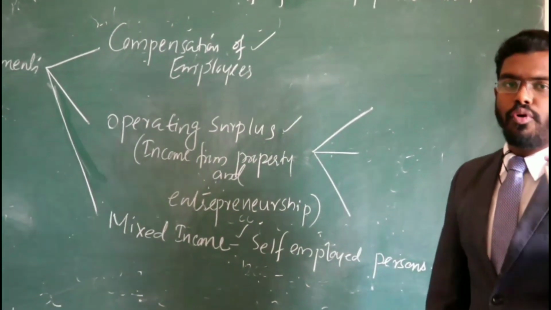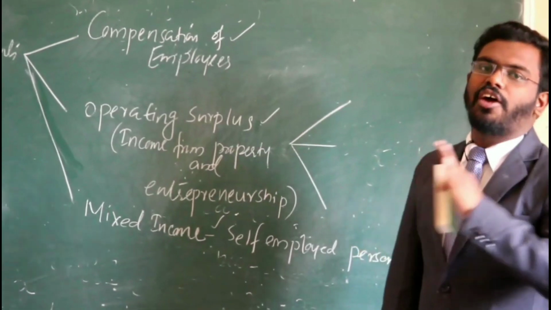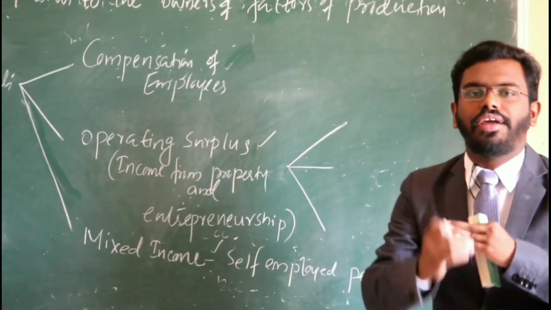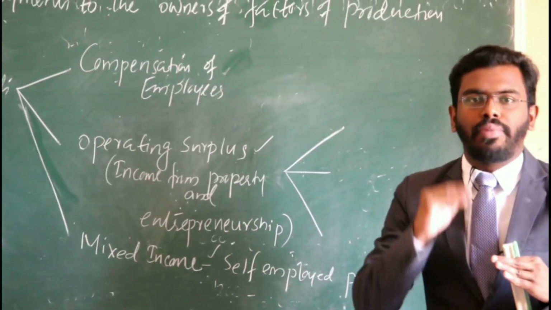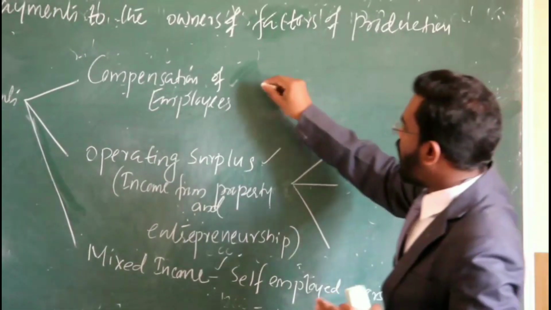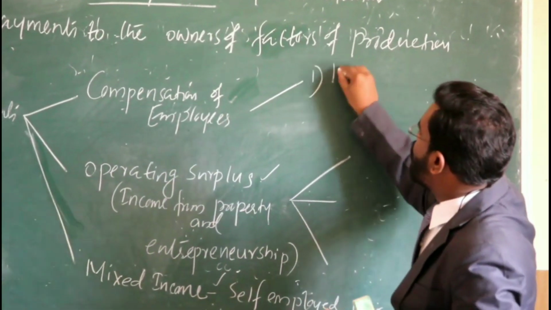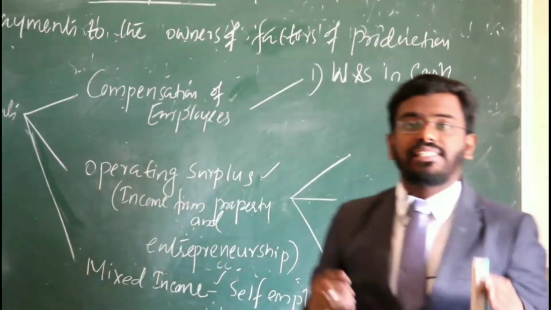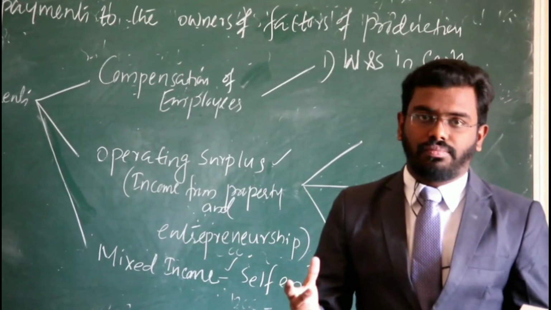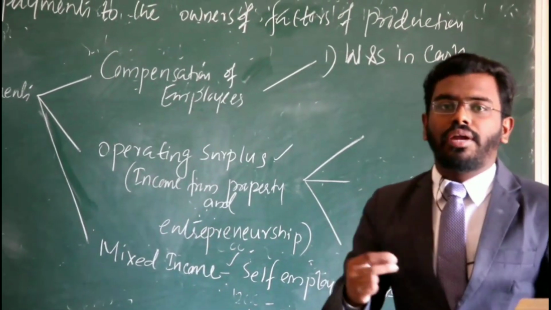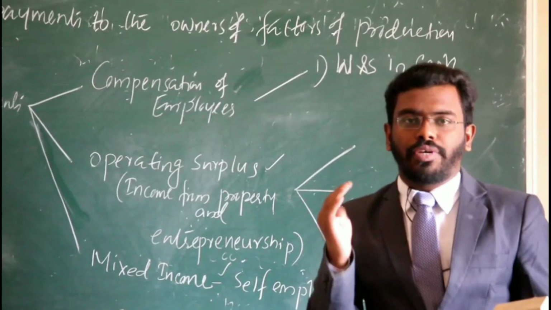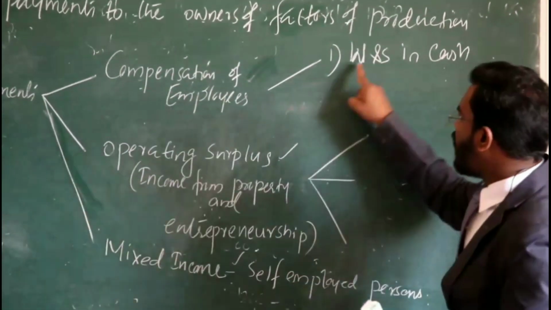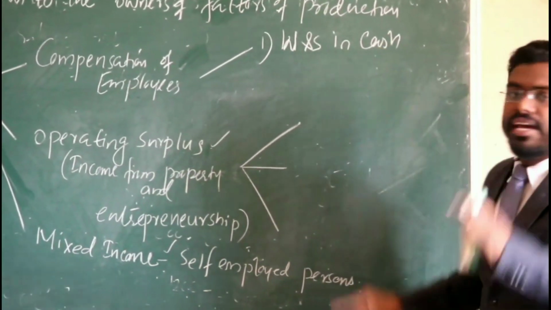Compensation of employees means income for labor. This compensation of employees we can further divide into four elements. First one, wages and salaries in cash. If an employer pays rupees 10,000 as a salary to his employees, that will be included here. That is wages and salaries in cash.